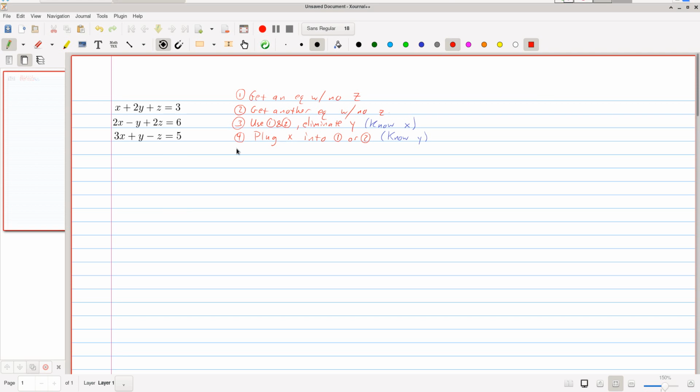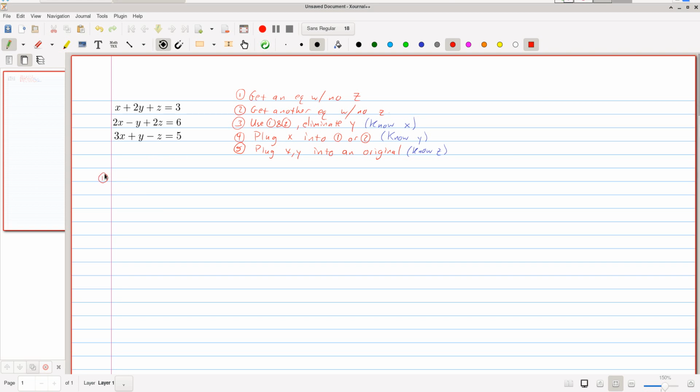Once you know x and y, we're going to plug the x and the y into one of the original three equations. And at this point, now we know z. So this is a fairly involved process. Let's see how that goes for this problem.